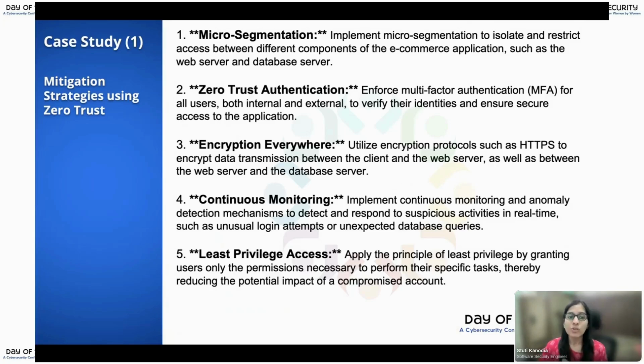Quickly moving forward, continuous monitoring. We should always implement continuous monitoring and detection mechanisms to detect and respond to suspicious activities, such as unusual login attempts, or anyone hitting the database continuously by poking at the application. Least privilege access: we should always apply the principle of least privilege by granting a user only the permissions that are necessary for that particular user.